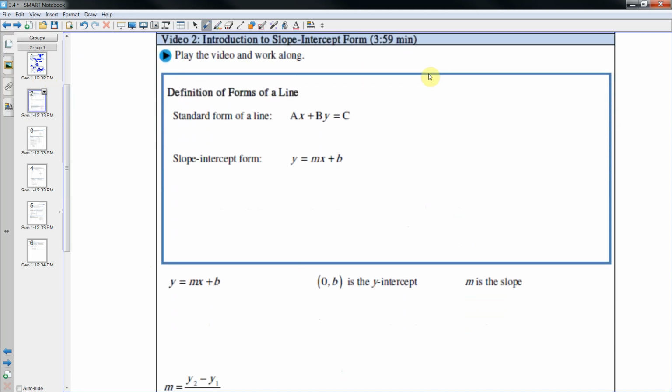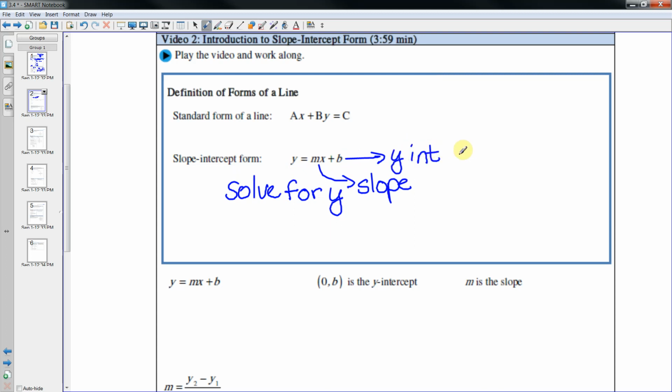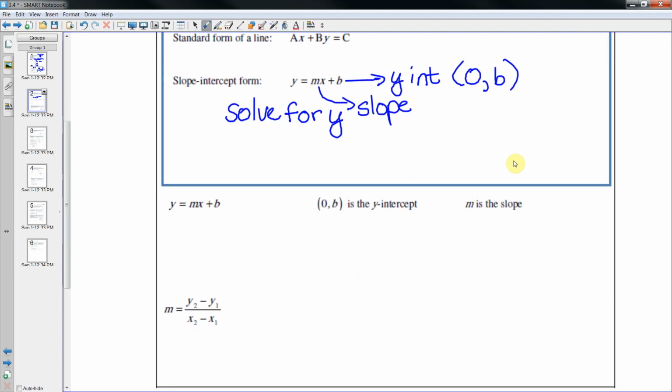So again, here we have the standard form of a line, ax plus by equals c. Slope-intercept form, y equals mx plus b, you always need to solve for y. The m is my slope. The b is my y-intercept. And I'm going to write it 0, comma, b, so we don't forget to write it as an ordered pair. So here are some other things that we have learned in this chapter: if we have y equals mx plus b, then 0, b is the y-intercept, and m is the slope. This was in an earlier section. We talked about finding the slope of 2 points.